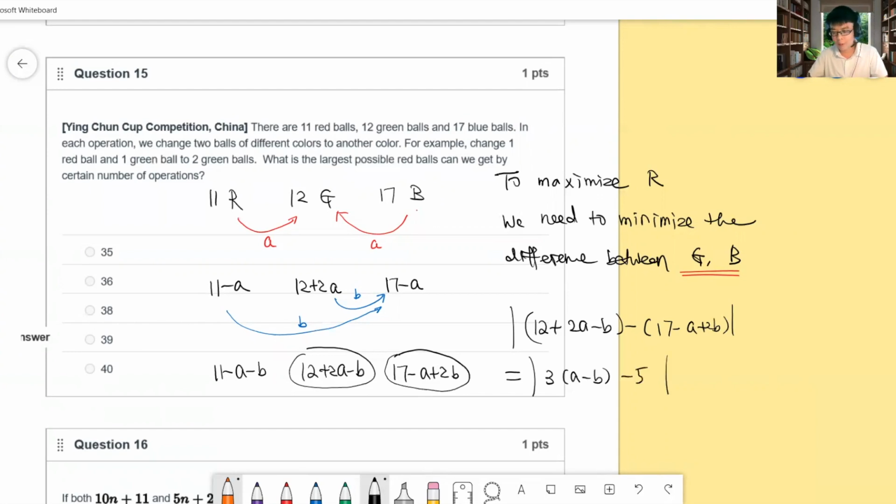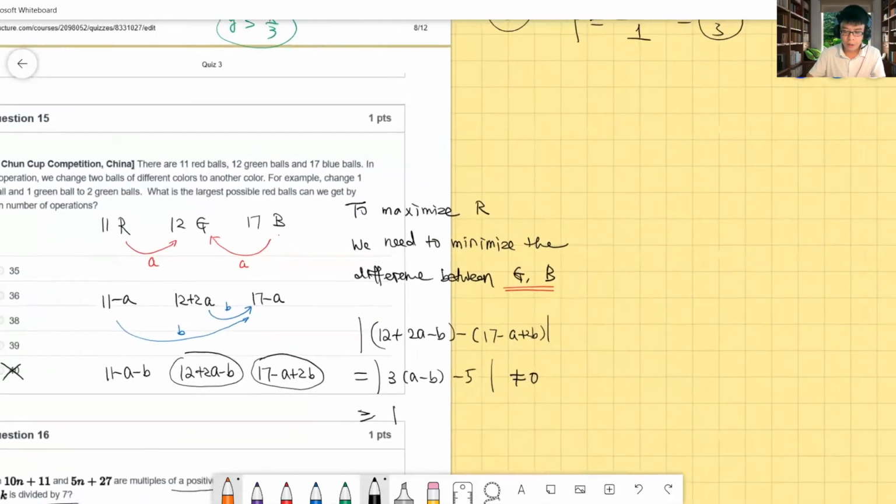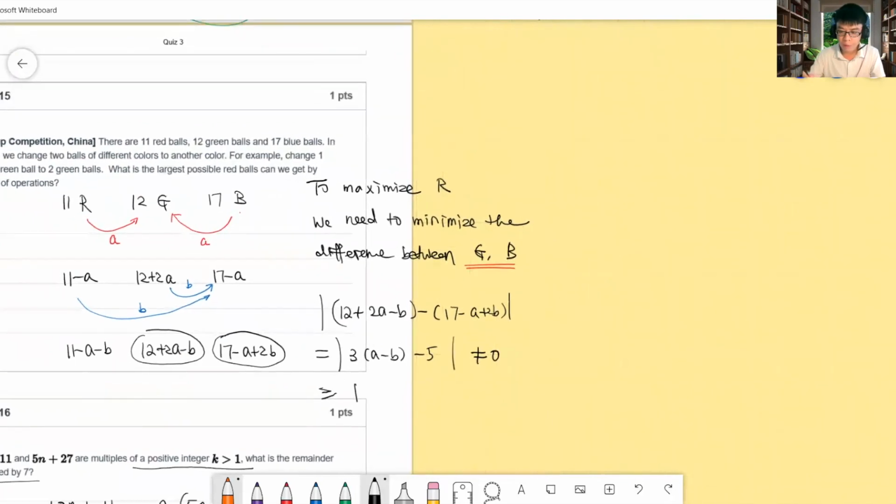Well, this difference cannot be 0 because 5 is not a multiple of 3. It can never be 0. So the maximum number of red balls cannot be the sum 40. It cannot be 40. So the maximum possible is 39. So here, let's minimize this number. So this is larger or equal to 1, right? And there are several cases to make this 1. For example, I can take A to be 2 and B to be 0.